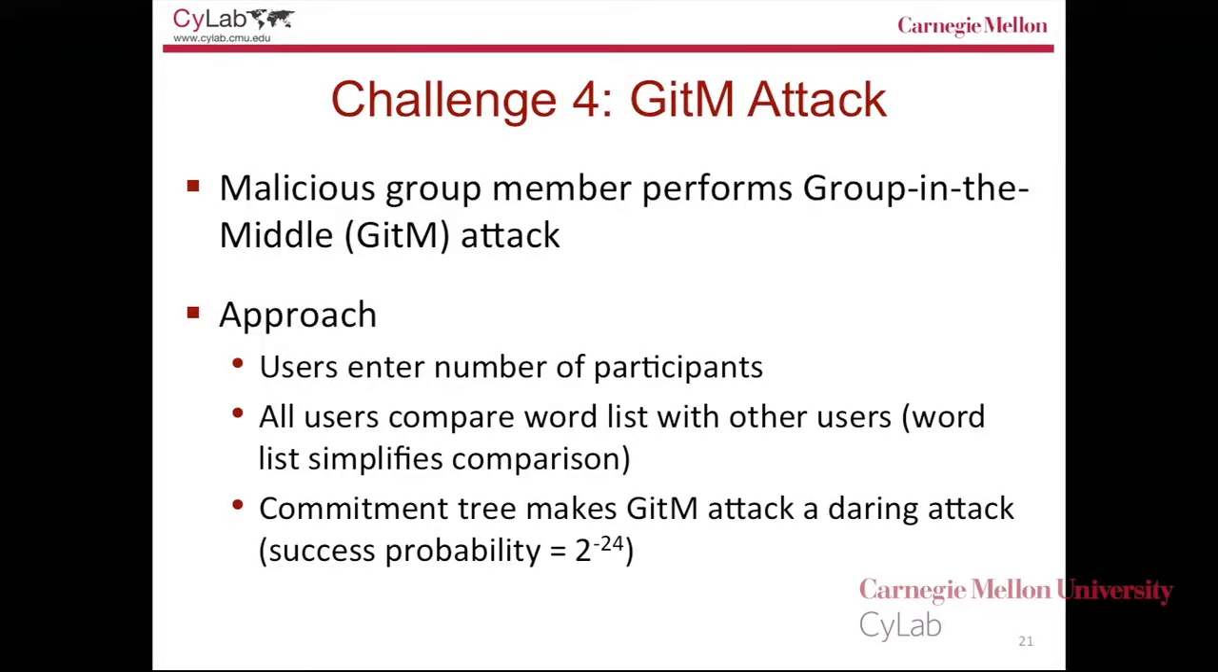So our last challenge in this set of challenges is the group in the middle attack, where a malicious group member will perform. We have the users enter the number of participants to ensure that on the client level, we're getting all the data that we expect. All users need to compare the word list, and it makes the group in the middle attack more of a daring attack with a success probability of 2 to the negative 24, based on the number of bits we're using in the out of band.